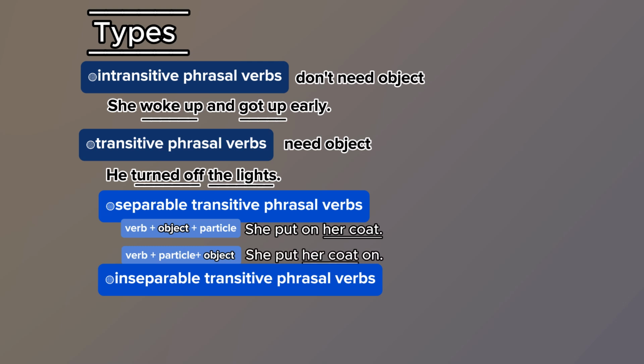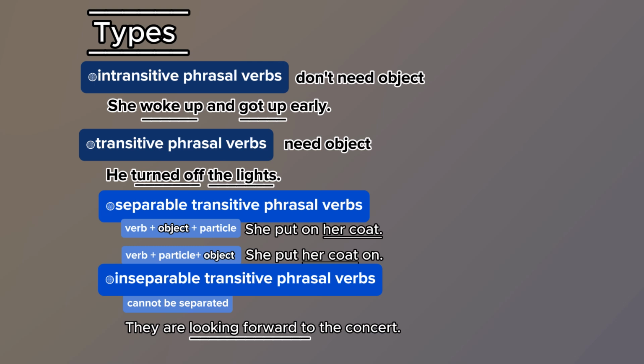Next is inseparable transitive phrasal verb. As the name suggests, the verb and the particle cannot be separated and must stay together. For example, they're looking forward to the concert. Here, looking forward to is an inseparable phrasal verb. We cannot say they're looking the concert forward to. This is wrong. We cannot separate it.